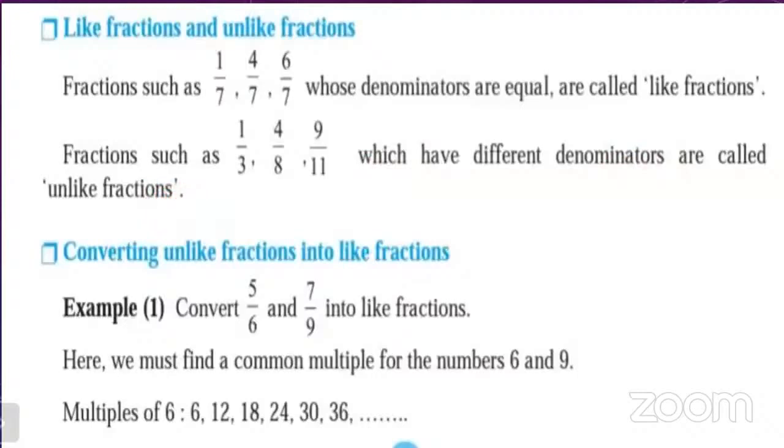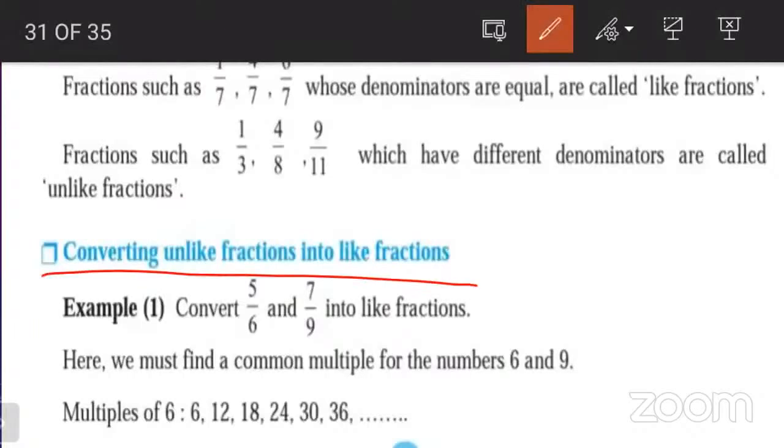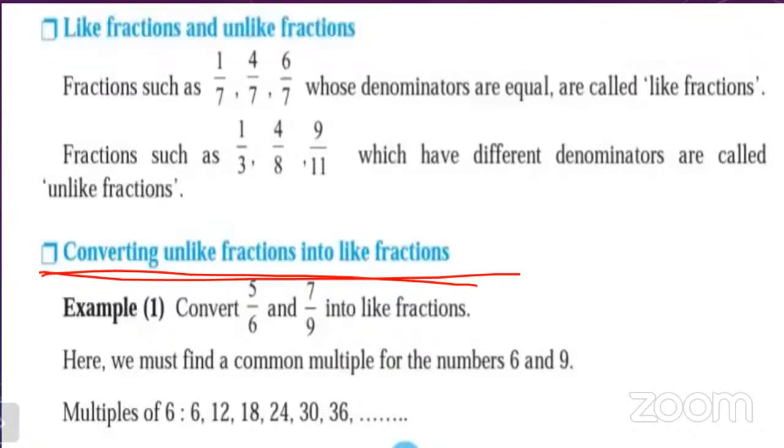Now children, look at here, what is written here? Converting unlike fractions into like fractions. So let us understand this one now. Example first is given: convert 5/6 and 7/9 into like fractions. We have to convert these fractions. This is unlike fractions. Look at the denominators of both fractions: it is 6 and it is 9. It is different, so we have to convert these fractions into like fractions.